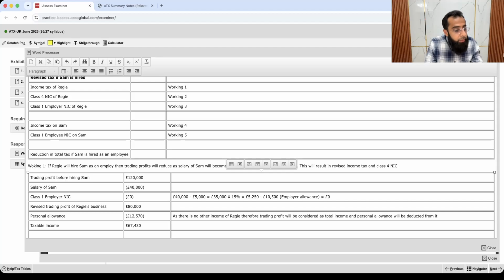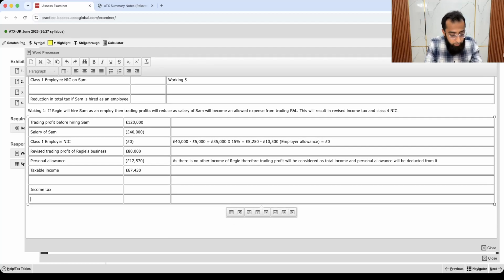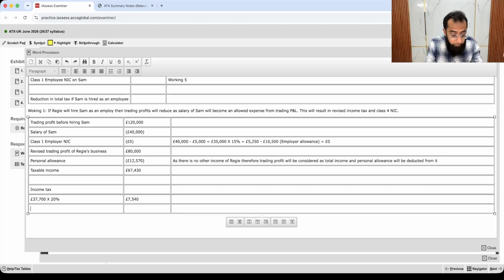Now let's calculate income tax. On the first 37,700, it's 20%. See, I will repeat the things again, but it's very important that you listen to the things carefully first. And then 67,430 minus 37,700 pounds.